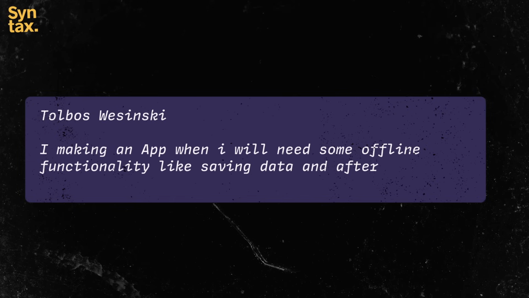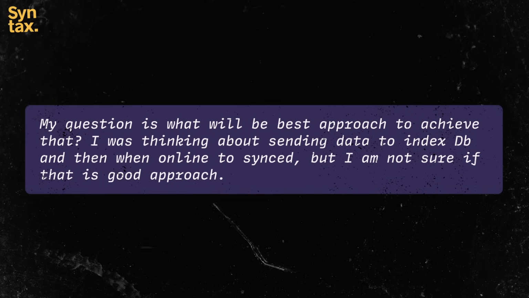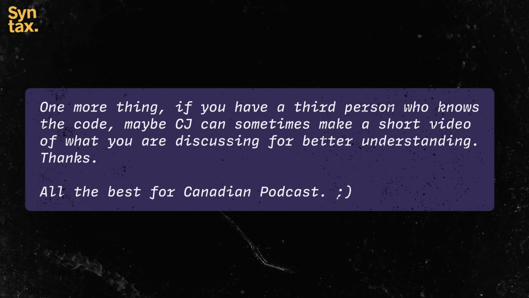Next question from Tollboss Wesinski. I'm making an app where I need some offline functionality like saving data, and after that sync to my database. My question is, what is the best approach to achieve that? I'm thinking about sending data to IndexedDB and then when online to sync. I'm not sure if that is a good approach. One more thing, if you have a third person who knows the code, maybe CJ can sometimes make a short video discussing what you are doing for understanding. Thanks all for the best Canadian podcast.